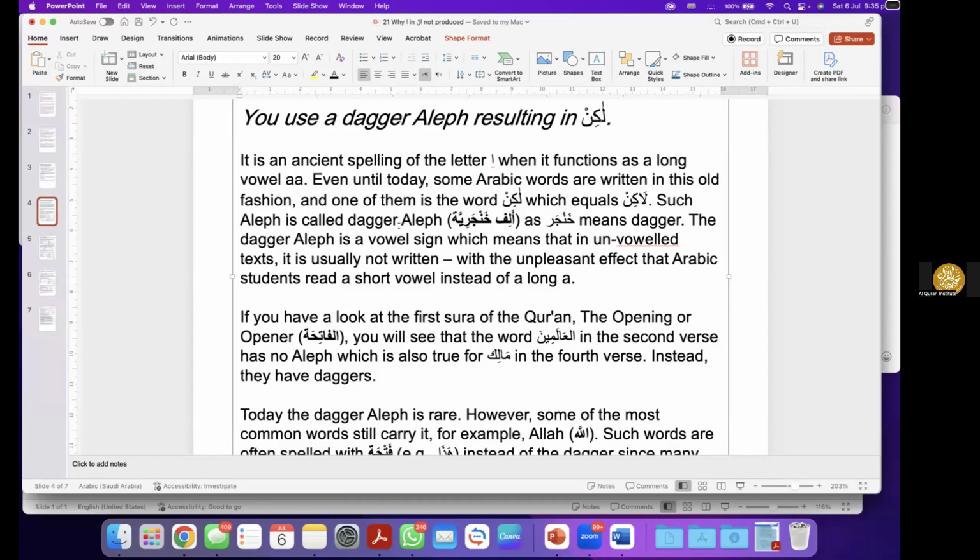In Bengali, there is a word khinjir, which means dagger. There's noise coming. Can somebody handle that?